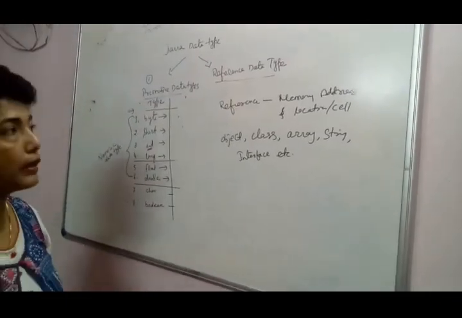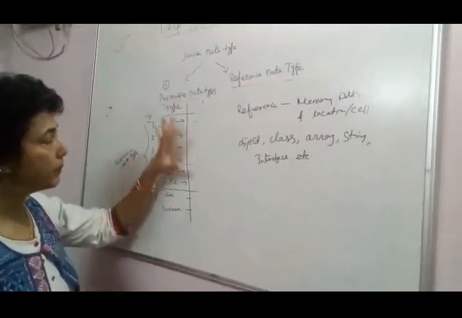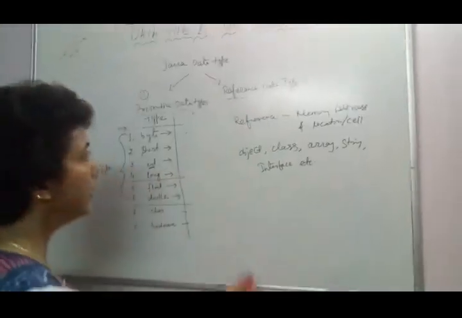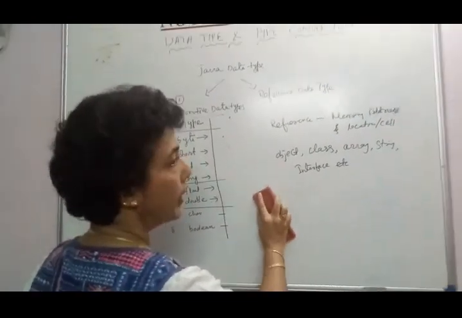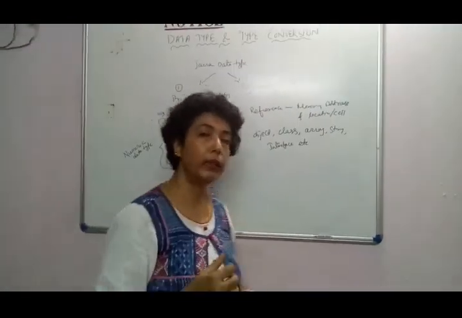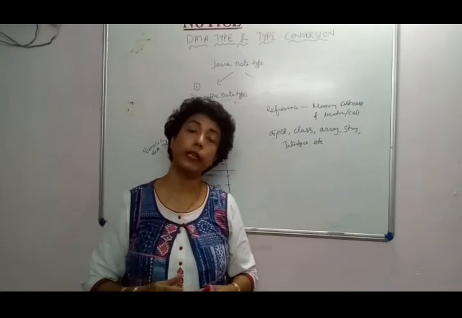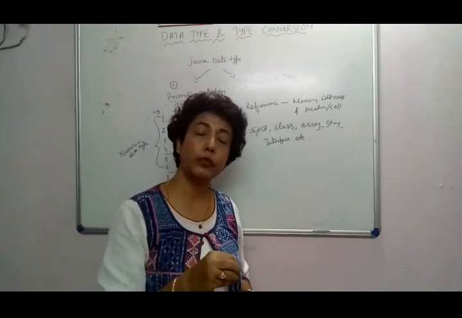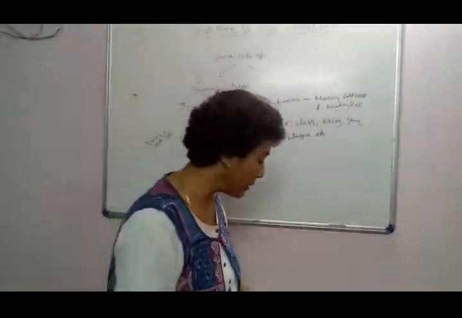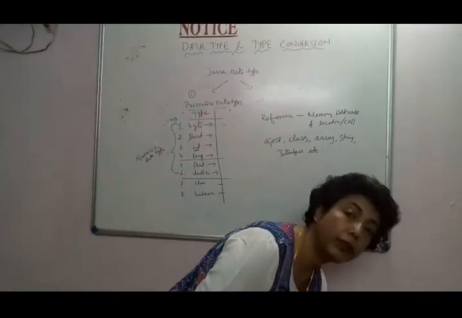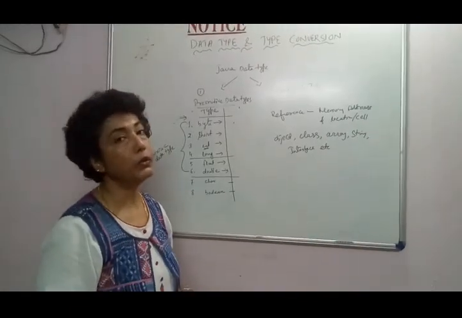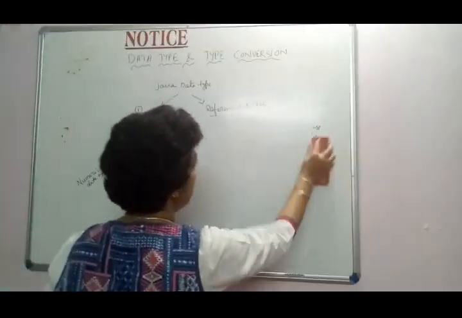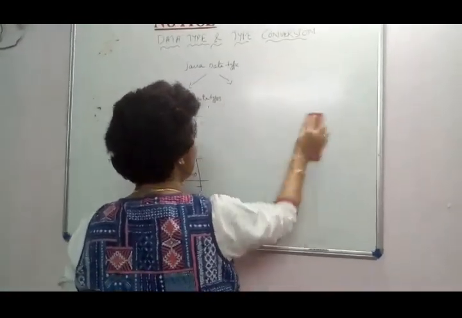For your syllabus, our concentration will be on the primitive data types. Once we know what the data types are, as I was telling you at the beginning of this class, the knowledge of data types will help us to declare a variable that is going to store a particular type of literal or constant. So the next thing that we are going to learn is how to declare a variable of a particular type.